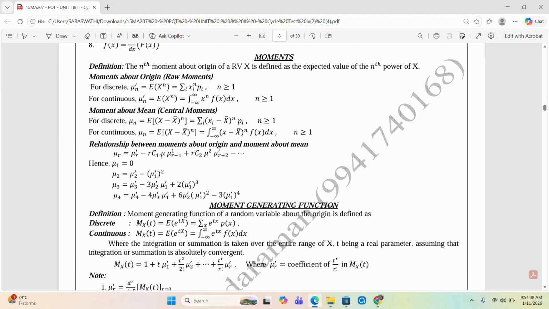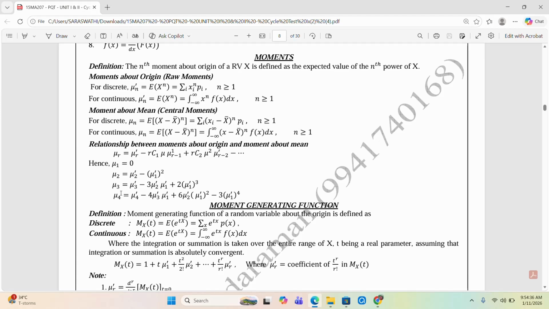We have the next formula: relationship between the moments about origin and the moments about mean. The formula: the rth moment mu r is equal to mu r dash minus rC1 mu into mu r minus 1 dash plus rC2 mu square into mu r minus 2 dash, and so on. Here mu 1 is equal to 0, the first moment. If r is equal to 2, mu 2 is equal to mu 2 dash minus (mu 1 dash) whole square.